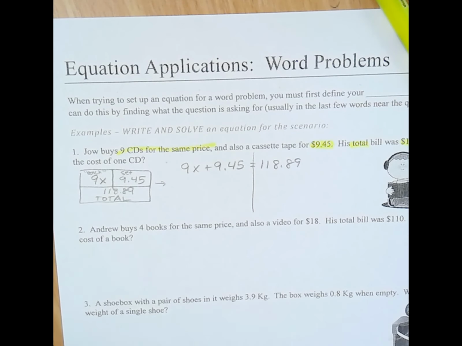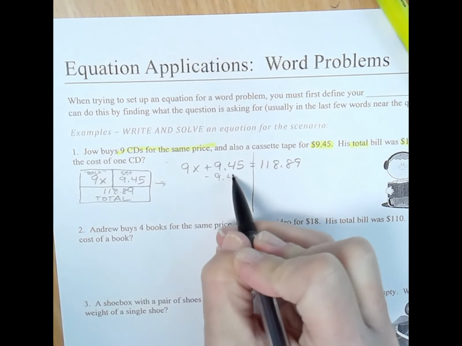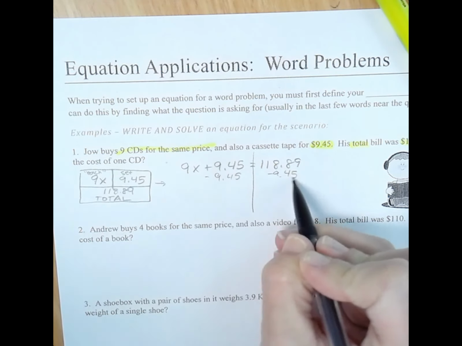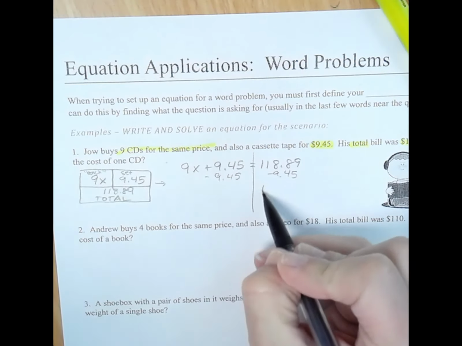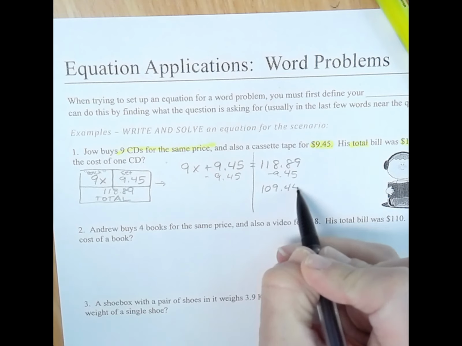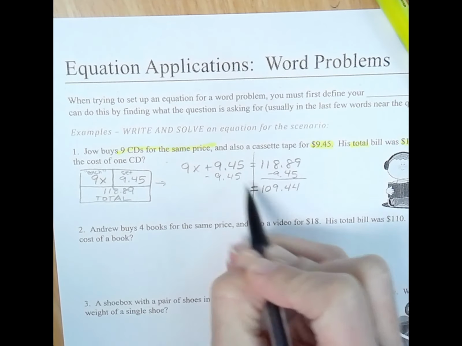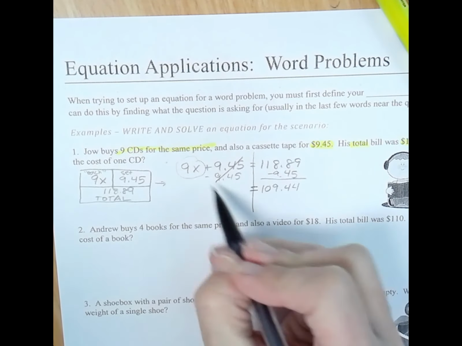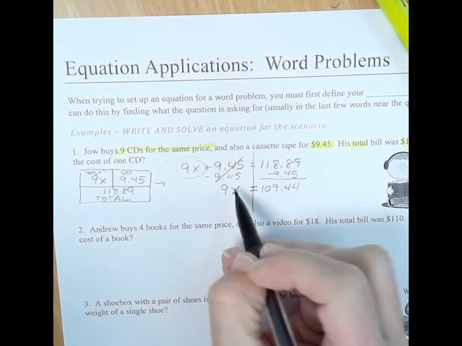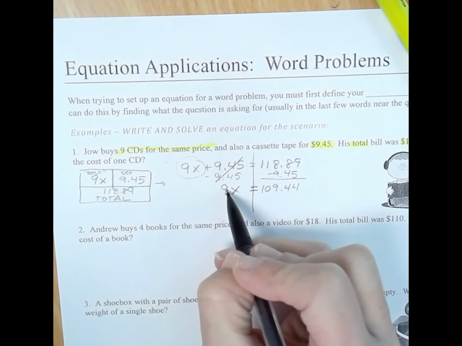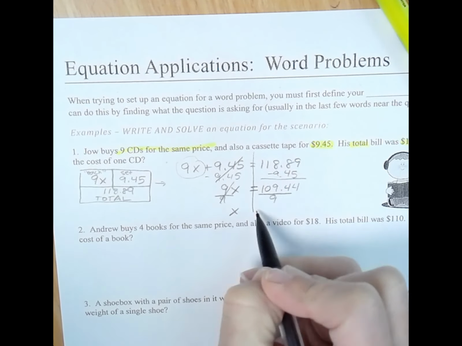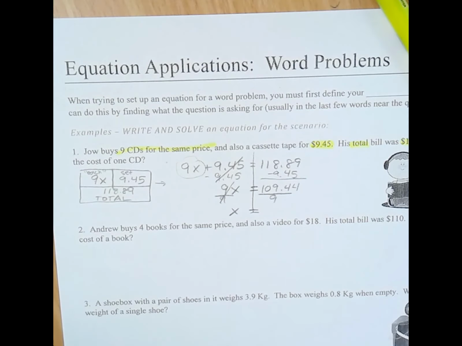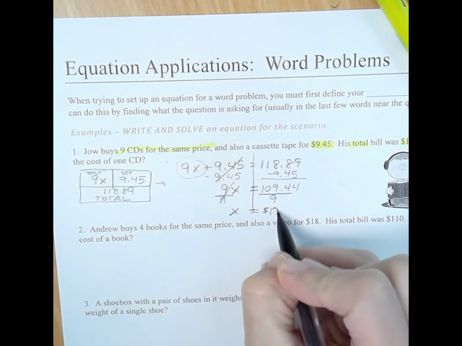First thing that we're going to do is subtract 9.45 from both sides. That gives us 109.44 on this side. Cross that out, and I'm still left with a 9x on the left side. All right, this is 9 times x, so to get rid of the 9, I need to divide by both sides by 9. That gives me 1x. 109.44 divided by 9 is 12.16.